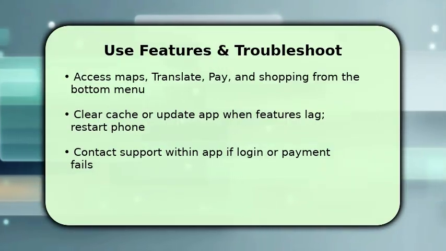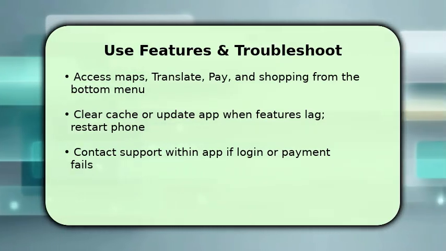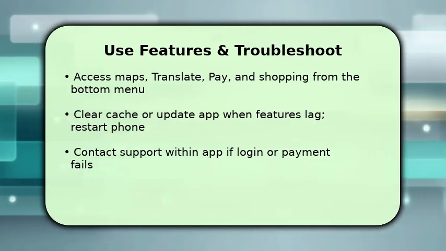When a function misbehaves, clear the app cache or update via the store. A restart often resolves permission issues. If login or payment still fails, go to Settings, right arrow Help, and contact support with screenshots and timestamps so they can reproduce the issue.